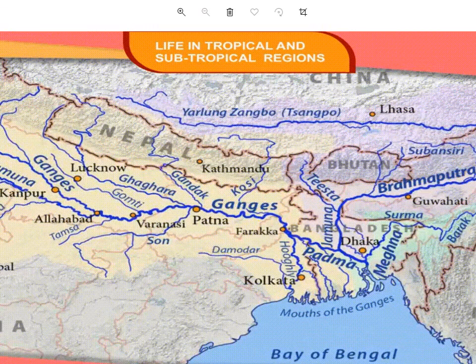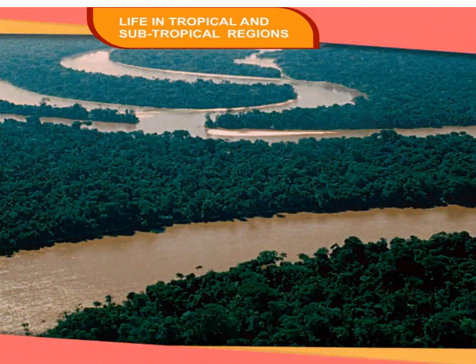Now there is also a mention of mouth. Mouth means the place where a river flows into another body of water. Now this is the map of the Ganga-Brahmaputra basin, where we can see how river Ganges and its tributaries do affect the people living there.